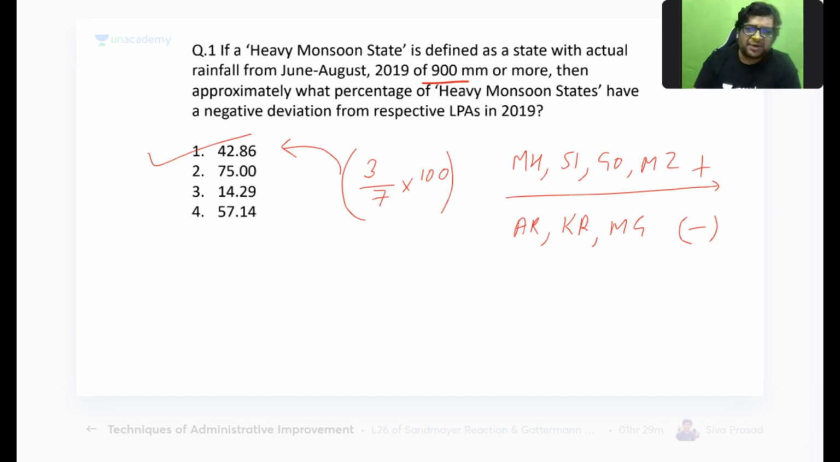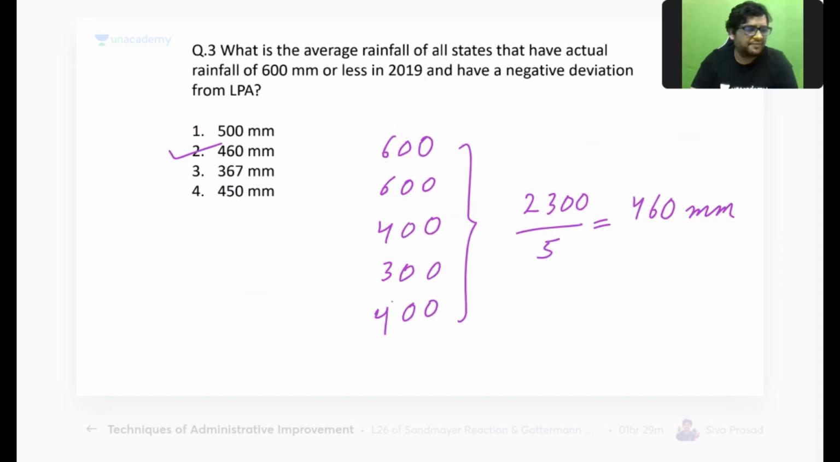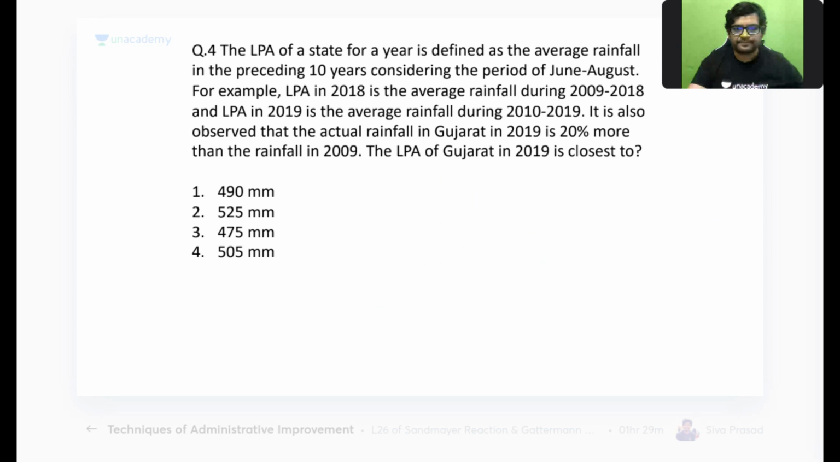So the first 3 questions were pretty simple, pretty straightforward. You just needed to observe the values. Are you guys okay with this particular set of values? Let's check the next one.